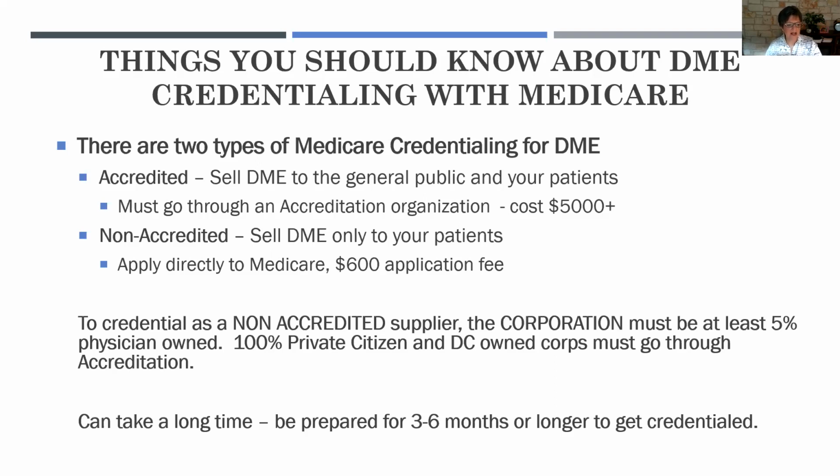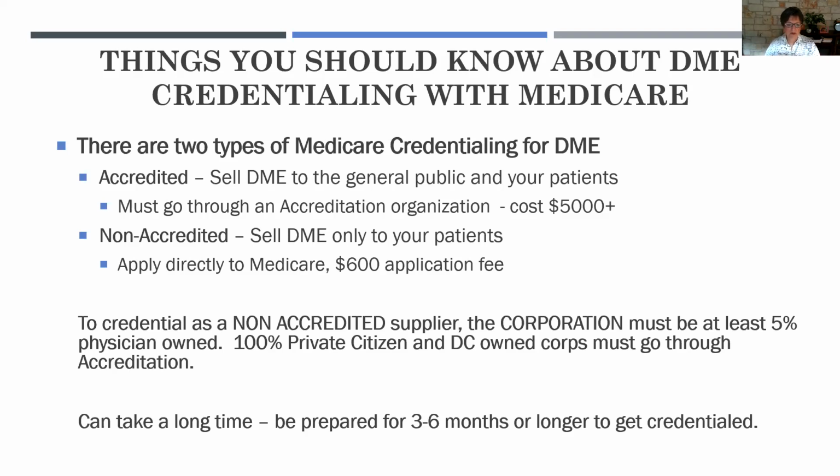And then there is a process that both accredited and non-accredited applicants would have to go through, but going through the non-accredited route is definitely more cost effective and also takes less time to go through that process of credentialing. Now, one of the caveats to credential as a non-accredited supplier is that your corporation has to be owned at least 5% by a physician. And I'm going to show you a chart in just a few minutes that will outline what types of physicians or non-physicians would have to go through accreditation and which types are exempt. So hang tight, because we'll have that information for you here in just a minute.